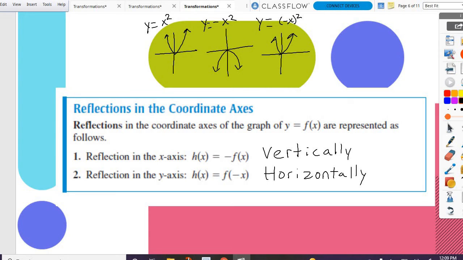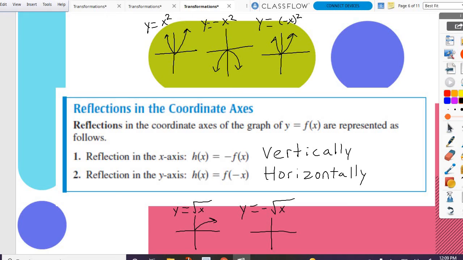Versus if we started, say, with our y equals the square root of x graph. It looks like that. So what would we get if we had a negative on the outside of that graph? Which way is it going to point?